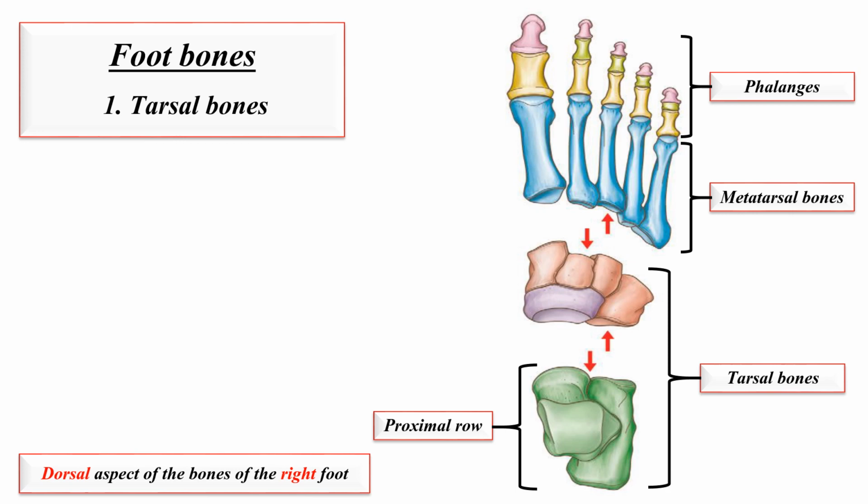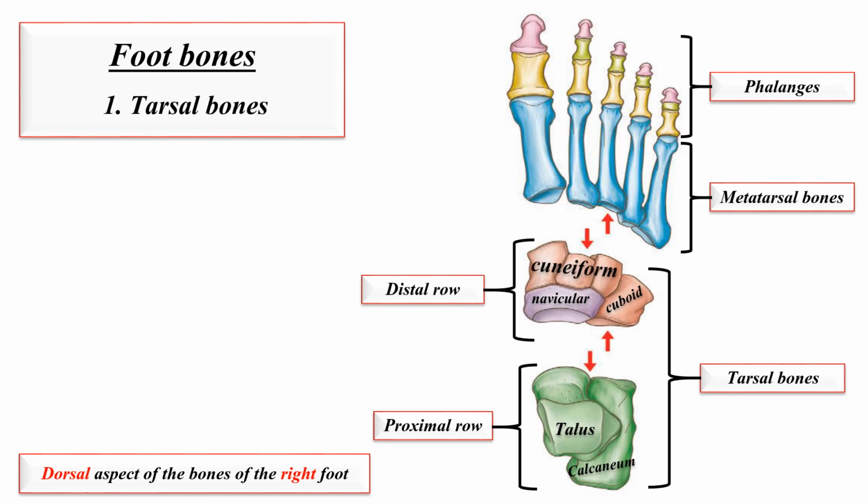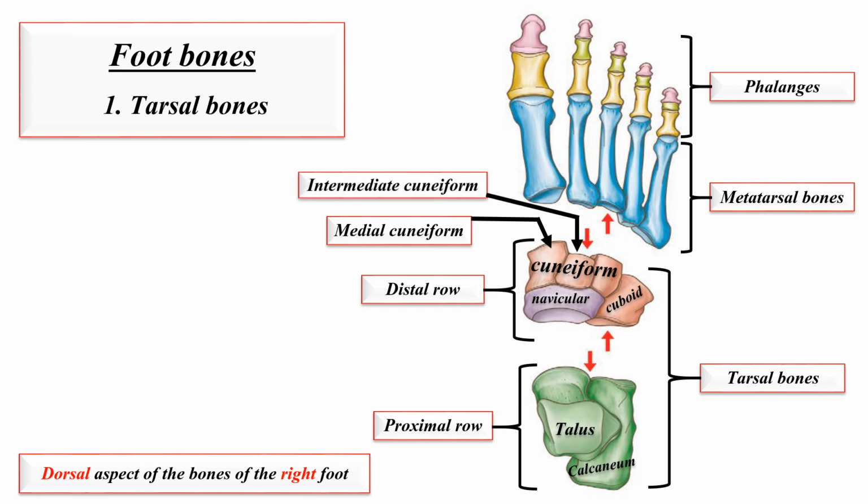The proximal row comprises the calcaneum and the talus, while the distal row comprises the navicular bone, cuboid bone, and the 3 cuneiform bones. This is the medial cuneiform, this is the intermediate cuneiform, and more laterally, this is the lateral cuneiform.